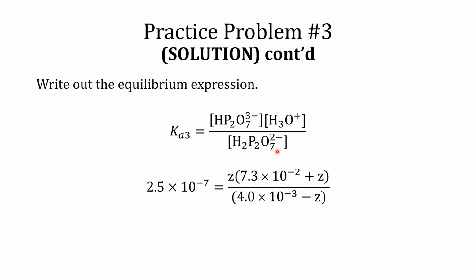If one plugs in the numbers, 2.5 times 10 to the minus 7 equals Z times (7.3 times 10 to the minus 2 plus Z) in parentheses, divided by (4.0 times 10 to the minus 3 minus Z) in parentheses.